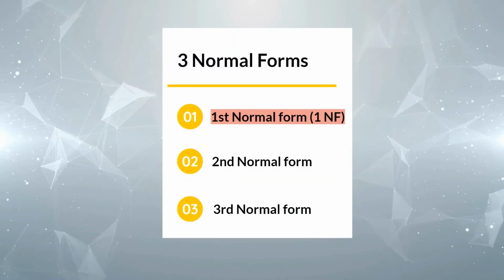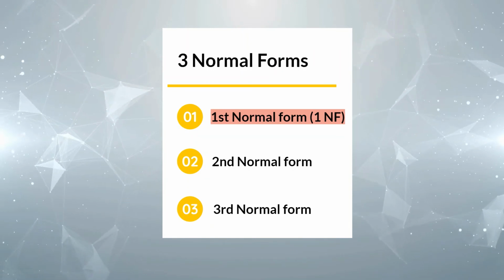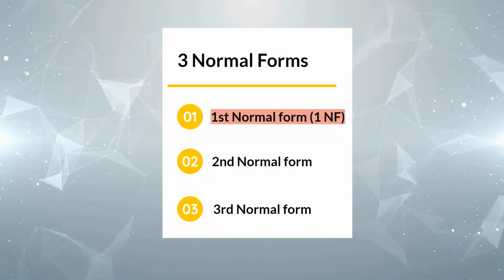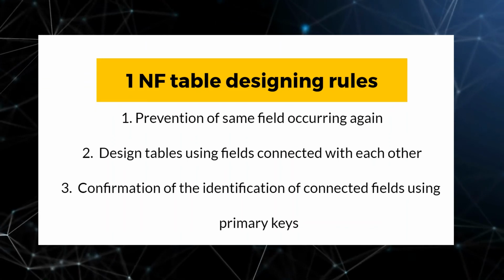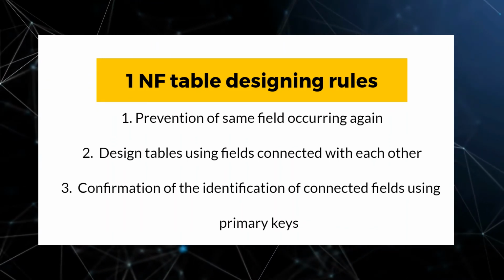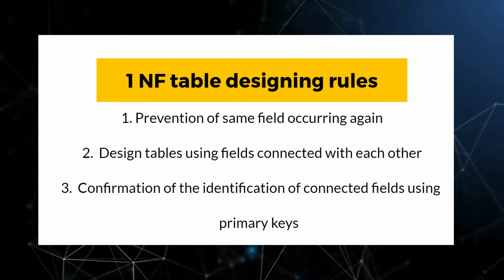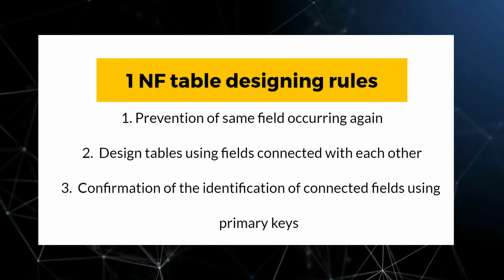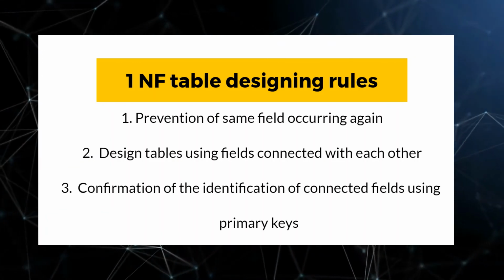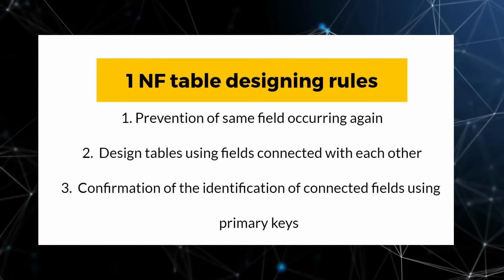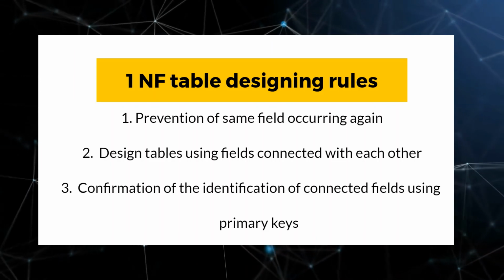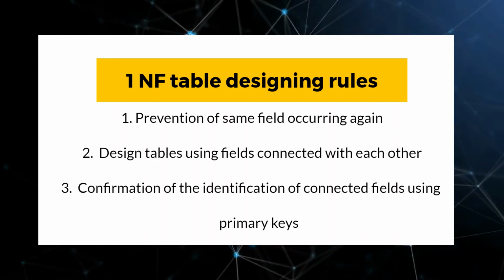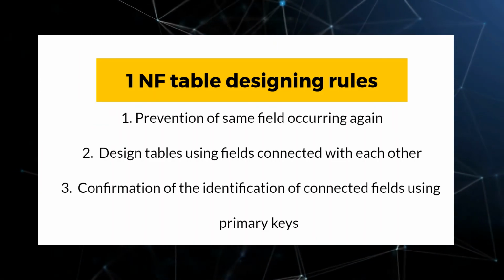Let's learn about the first normal form. First normal form designing rules include prevention of the same field occurring again, designing tables using fields connected with each other, and confirmation of the identification of connected fields using primary keys.